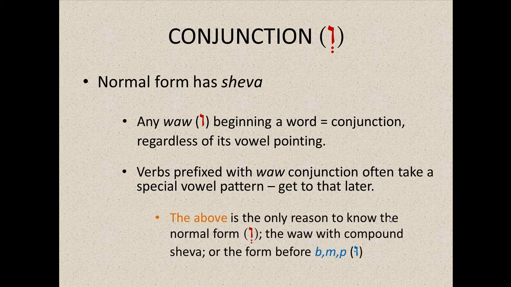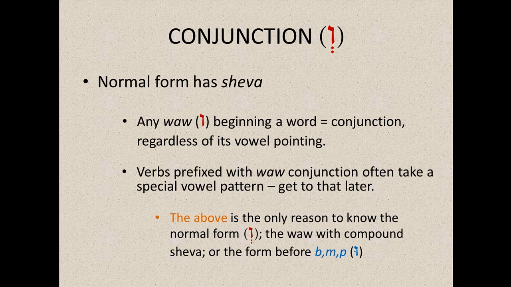The above is the only reason to know that the normal form, the vav with the shava, this fact right here, this special pattern that you haven't gotten yet, when the form before a verb is not the normal form, there's going to be something here that you haven't had yet that's different, then that will become important. The vav with the compound shava, or the form before the BMP consonants, again, that's only going to happen really, well, I shouldn't say it will only happen before nouns. That's not specifically true. It's not always true. It's mostly true. But this fact, this middle note right here, is the only reason you need to even pay attention to how your vav conjunction is vocalized.